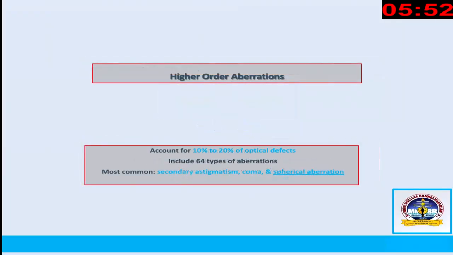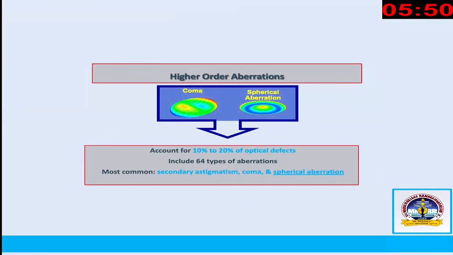What about the higher order aberrations? The common ones, as I said, are coma and spherical aberration. They account for around 10 to 20% of optical aberration, and we can have up to 64 types of aberration, but as of now, with whatever machines we have, we can measure optimally only these two lower types. Others are just noise in the machine.